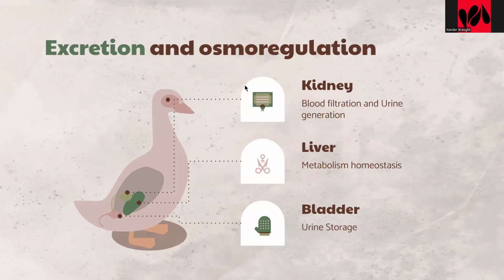Excretion and osmoregulation. But anyways, food or drinks initially enter the mouth. It goes into your blood system, but then the blood is filtered with the kidney. And the liver maintains homeostasis during the process, and the bladder stores the filtered stuff that you don't want in your body, and then eventually it's excreted.